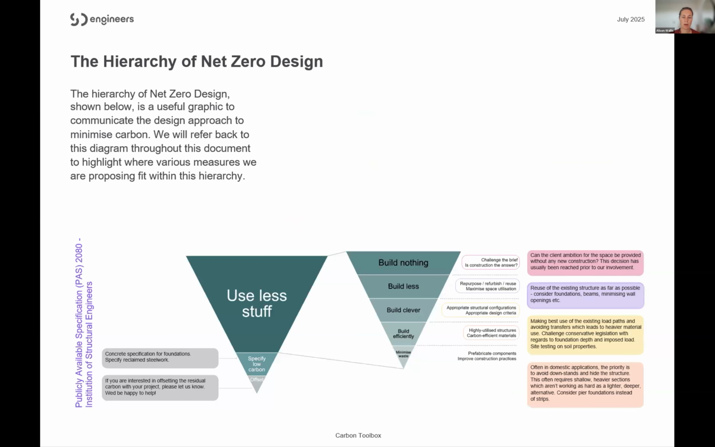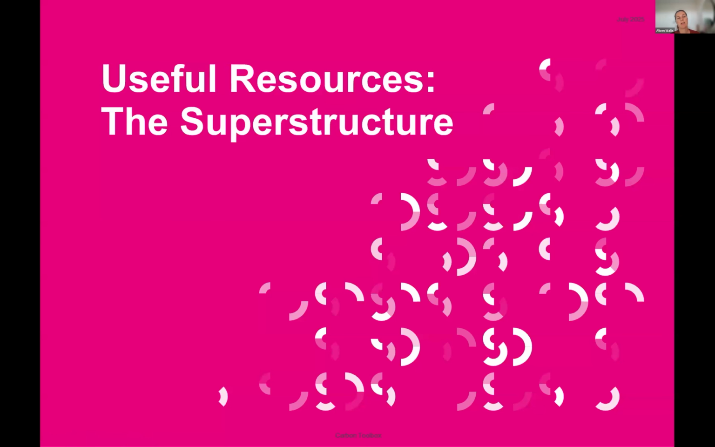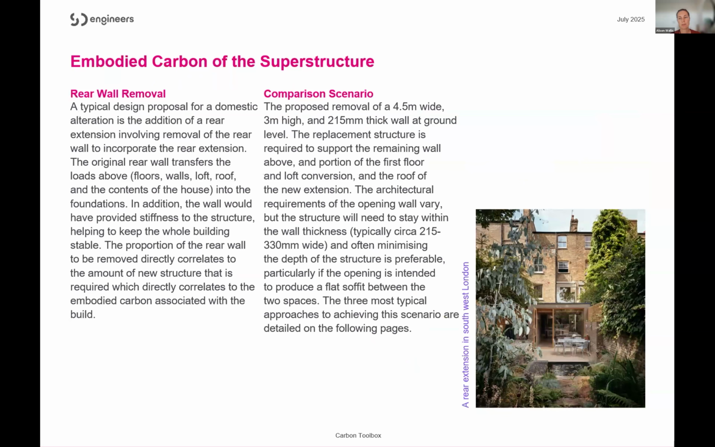And we also talk about this embodied carbon hierarchy, because this is really key to reducing the embodied carbon on our projects. So we've split our guide into two key elements, the superstructure and the substructure. The superstructure, very specifically, we looked at the removal of the rear wall of a house, which provides the lateral and vertical stability, and the framing that we put in to support that wall, because that is an element that is very common to a lot of domestic extension projects.